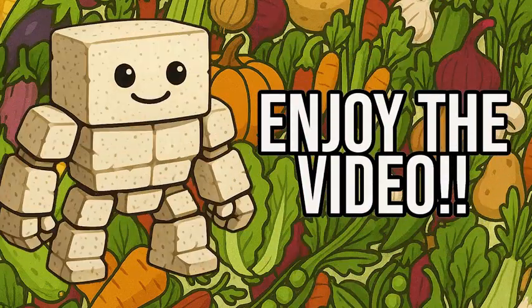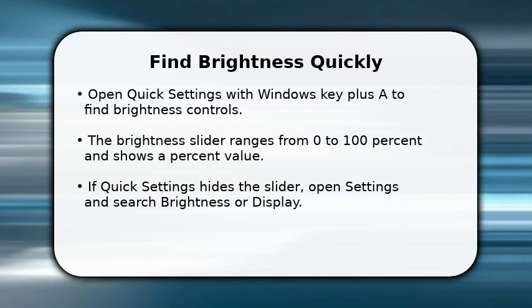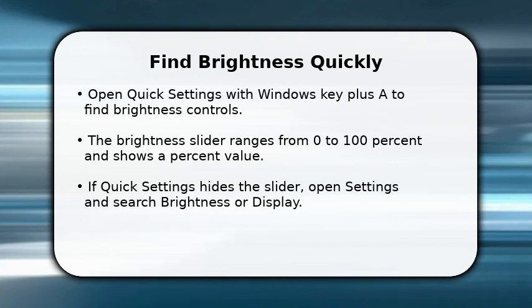Please enjoy the video. Open Quick Settings to find the main brightness control on Windows 11. Press the Windows key plus A to open Quick Settings quickly. You will see a brightness slider that ranges from 0 to 100%. The slider displays a numeric value like 75% beside the icon.